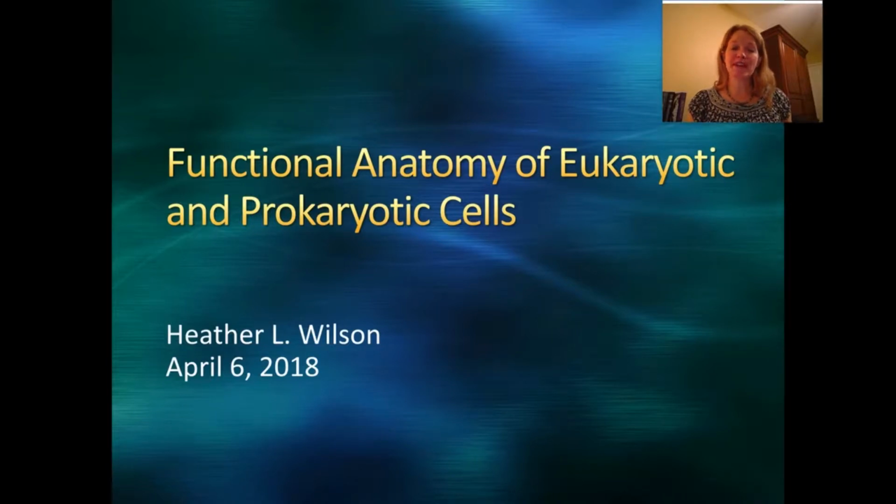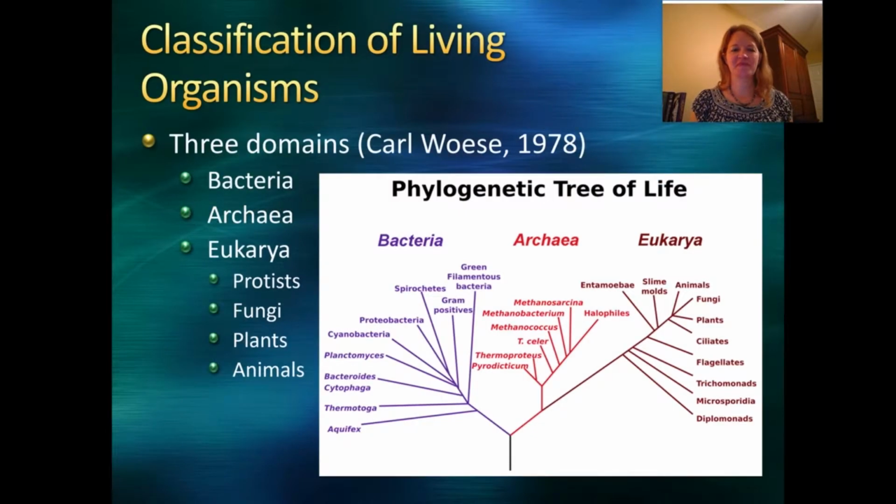Today we are going to discuss the functional anatomy of the two main cell lines into which all known organisms can be placed, that of eukaryotic and prokaryotic cells. Last session we talked about the classification of living organisms, and we focused on the three domains as first proposed by Carl Woese in 1978.